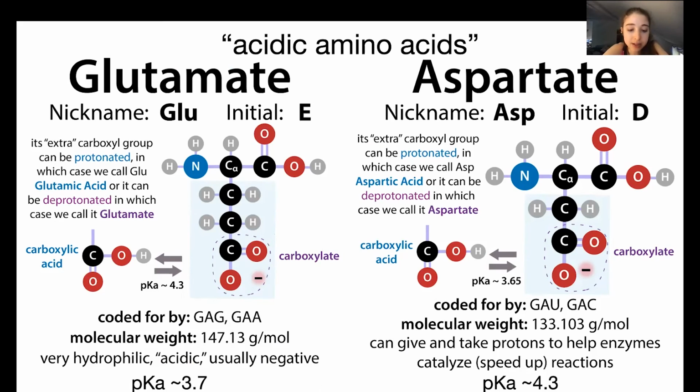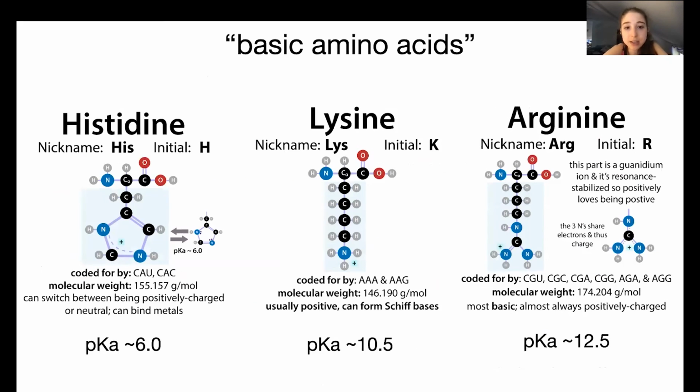And then if we look at our basic amino acids, we have histidine, lysine, and arginine, with histidine being the most wishy-washy on its charge state. It has a pKa of 6. These guys are really high, so they tend to be positively charged. Lysine, you can get deprotonated, and this is really important for forming Schiff bases that we talked about.